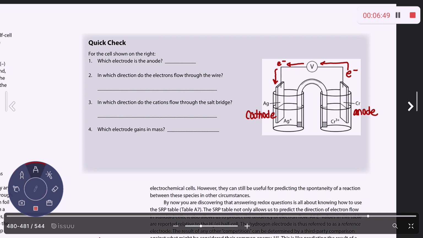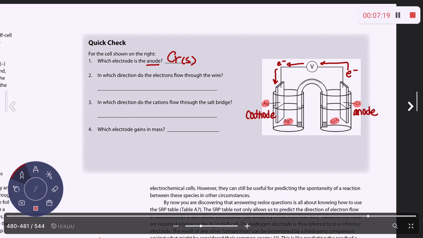So you guys have got two half cells. You've got this chromium and silver. So you want to locate those on the SRP table and look for the one that's at the bottom right and the one that's at the top left. Okay, so the one that's at the bottom right is the chromium. Okay, so therefore it will be giving electrons to silver. So that's why the electrons are moving to the left. So that means that the electrode that is the anode would be the chromium metal.